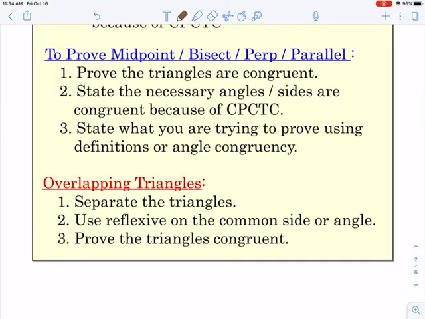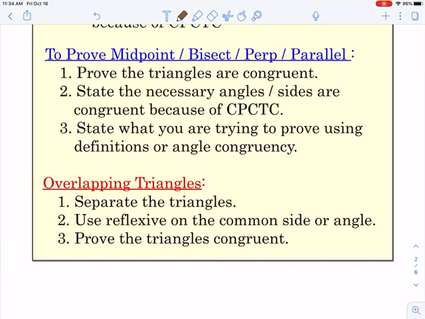So what we're going to add today is if you want to prove that something is a midpoint or something bisects, you might have an angle bisector or a line segment bisector. If you want to prove that something is perpendicular or parallel, again, we're going to have to first prove that triangles are congruent. We're going to again use CPCTC to state any necessary sides or angles that are congruent, and then state what you're trying to prove using definitions or angle congruency. Again, you'll see what I mean by that when we get into the problems here.